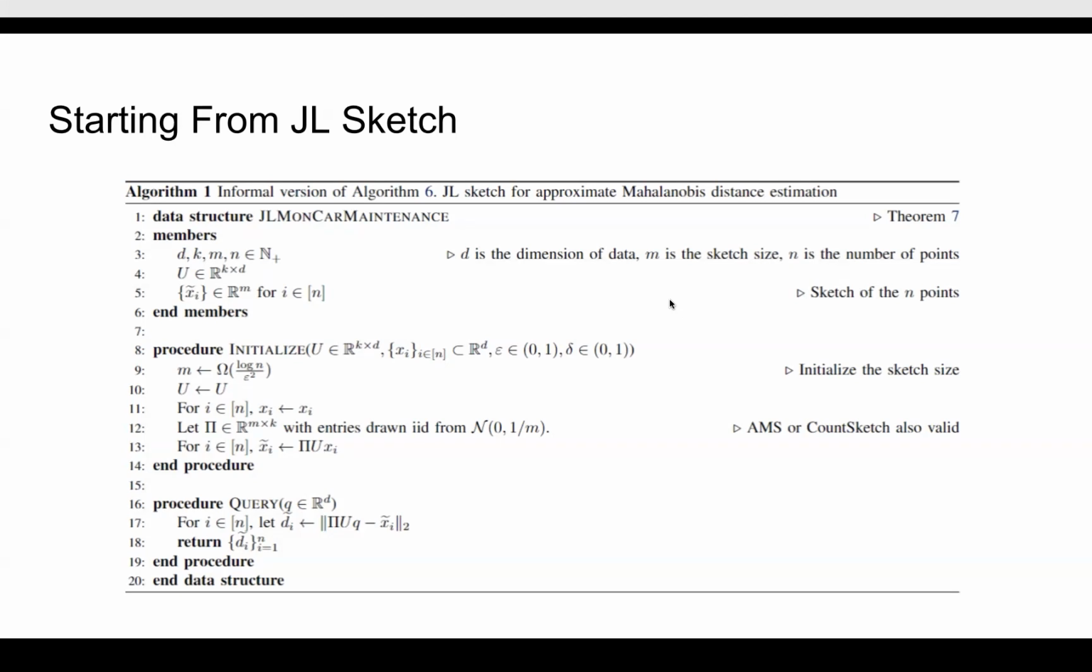And for all input data points x_i, we want to compute a projected Δx_i equal to phi multiplied by the matrix U, then multiplied by x_i. And if we want to query a query vector q in R^d, basically we can compute the Δd_i by computing the projection of phi multiplied by U multiplied by the query vector q, minus the projected vector Δx_i, and compute the squared norm distance, and we return them.